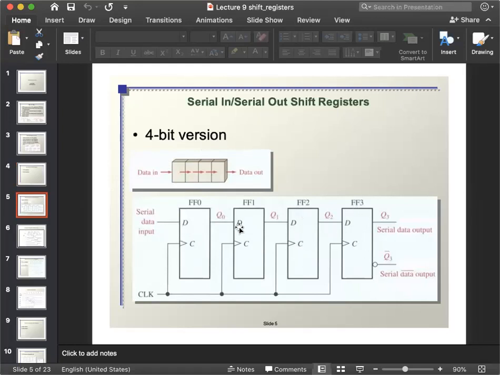Each one is connected with each other, and you can see a clock is connected with each flip-flop, and there is a serial data input. Data will go one by one, and this one's output will go as an input for the second one, and this one's output goes as an input for the third one. So the data will shift one by one like this, and you will get your output as a serial output. Okay, so this is the way the serial in, serial out shift register works.